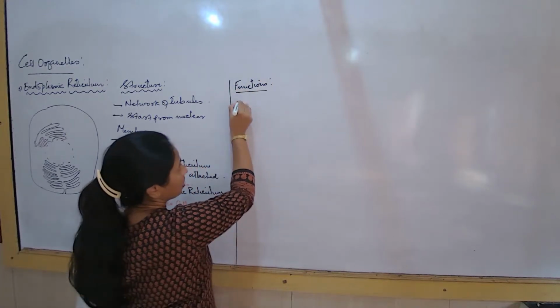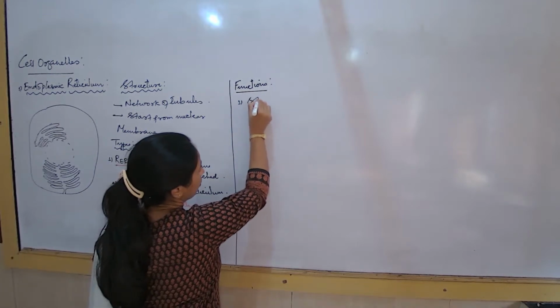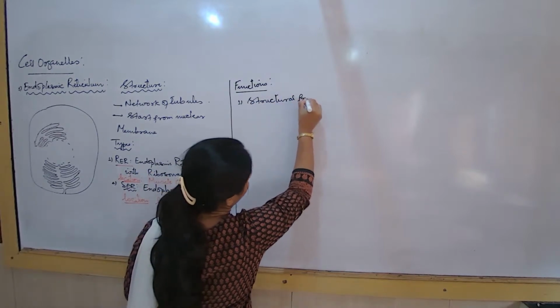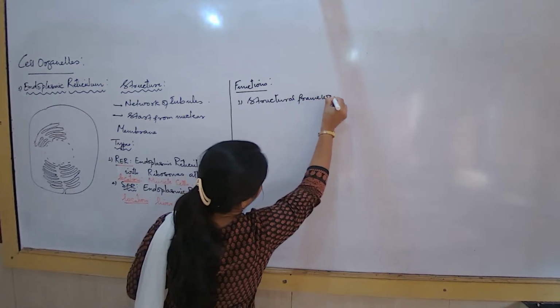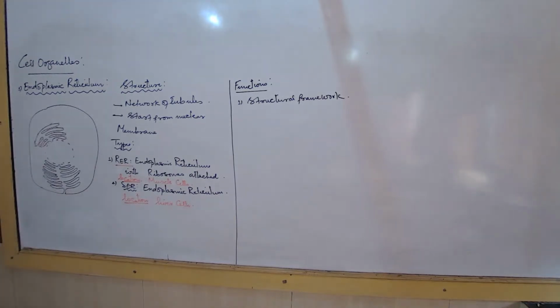First, let us try to understand the general functions of endoplasmic reticulum. The general function of endoplasmic reticulum is that it provides a structural framework. See here, check here, it is nothing but a set of tubes, and these set of tubes are spanning the entire width of the entire space of the cell.